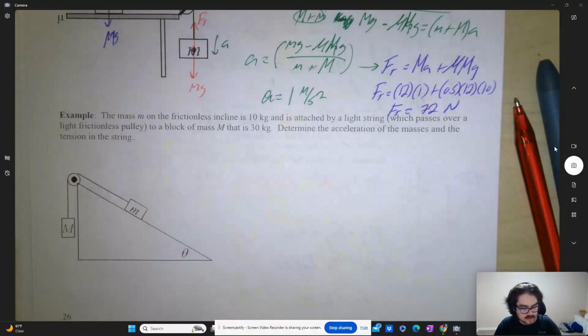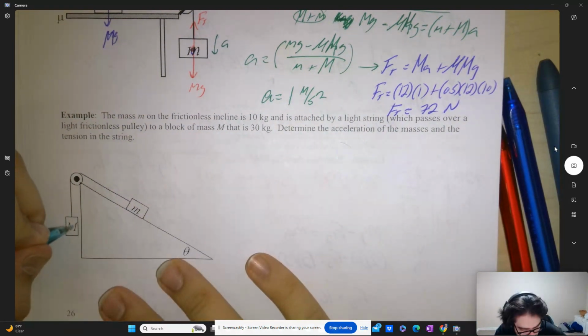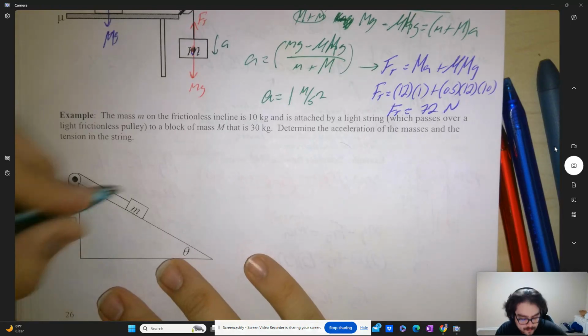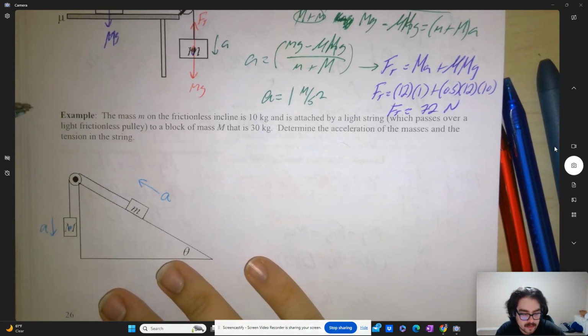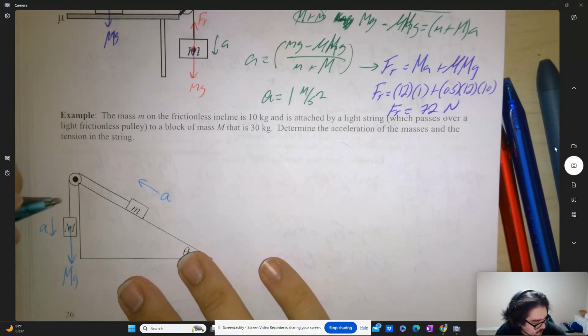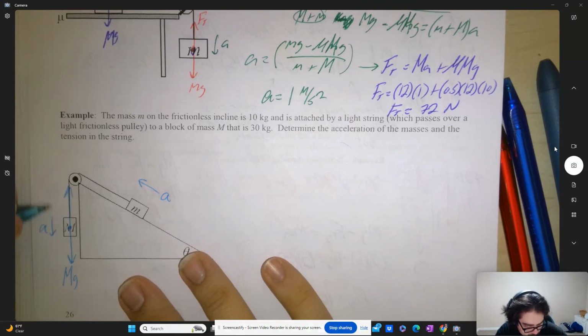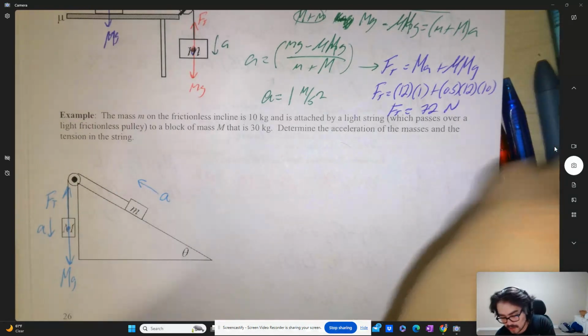So when we have this, the hanging mass is going to be the one that accelerates down, and the mass up here should accelerate up the plane. What's going to happen is this is going to be hanging down capital Mg, and then the upward part is going to be Ft, tension, for the block that's on the slope.